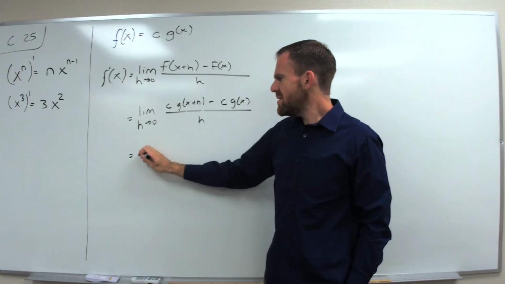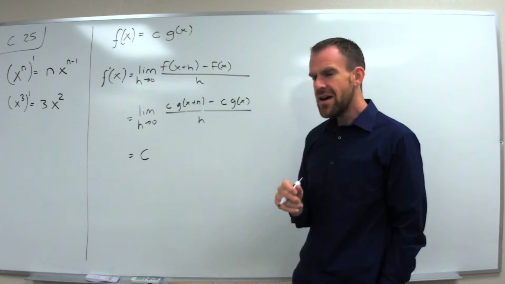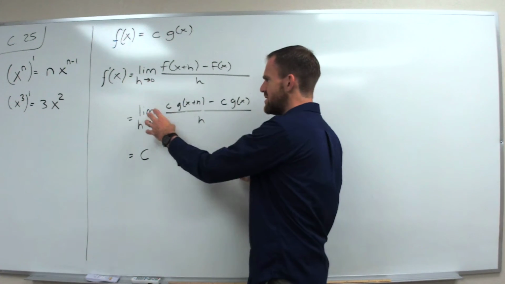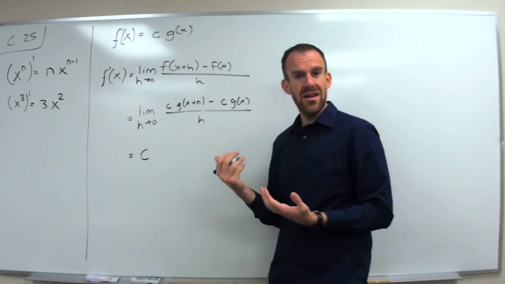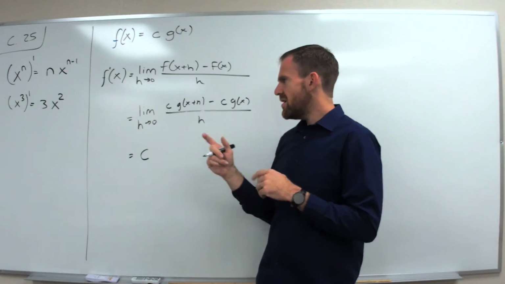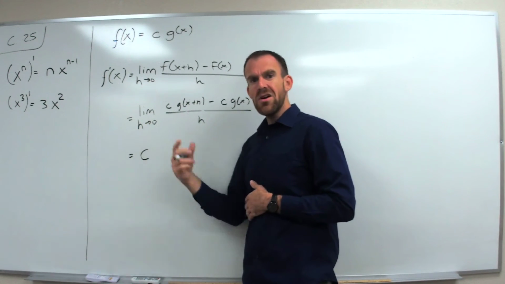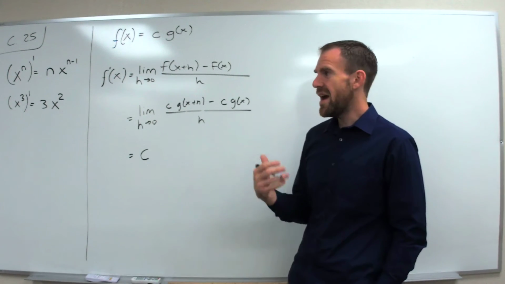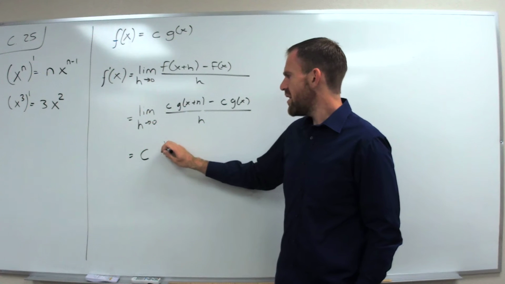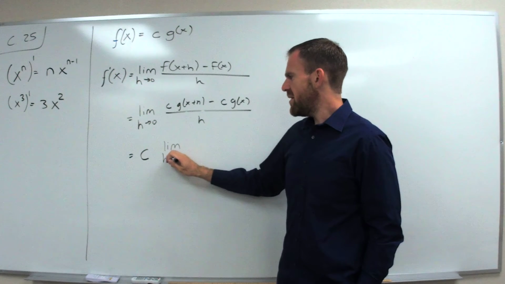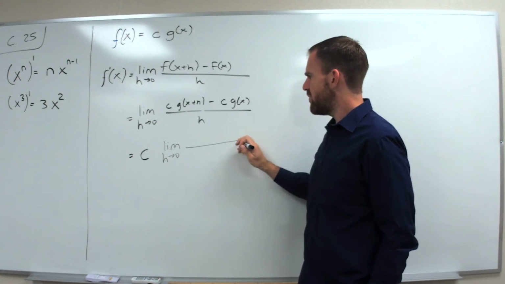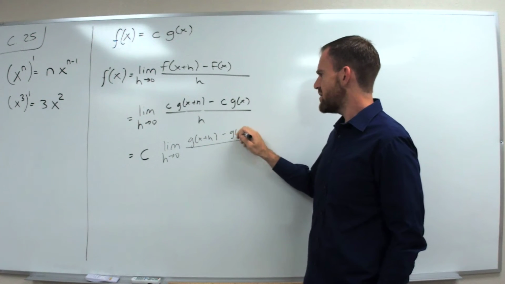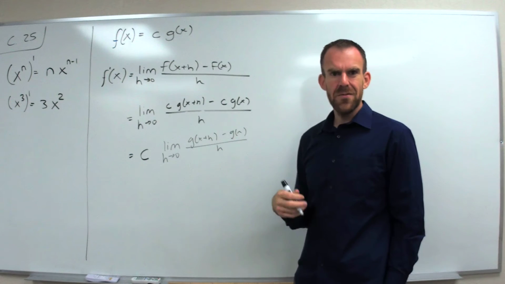So you're allowed to take things outside of your limit if you can multiply them, right? So it's c times this whole thing that I'll leave there, and as long as it doesn't depend on your variable of the limit, which it doesn't, because c is a constant. It's going to be a number. Now, what am I left with? I'm left with the limit as h approaches 0 of g of x plus h minus g of x over h. Does that look familiar?